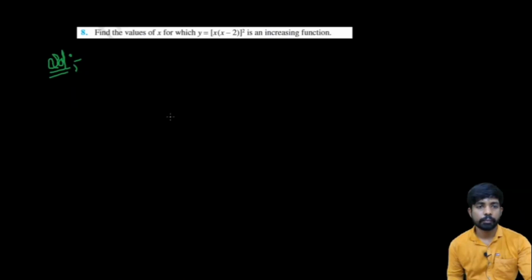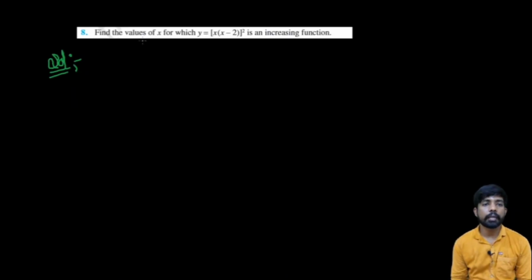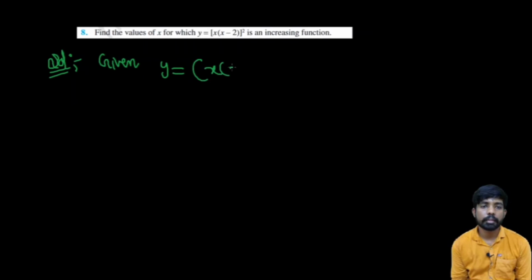Is this clear? Here we have a question. Find the value of x for which function y is equals to x into x minus 2 overall square is increasing function. Now what is given we will write first. Given function is y is equals to x into x minus 2 whole square. Now first we will just do simplification. X multiply inside, x into x square, x into 2 minus 2x whole square.